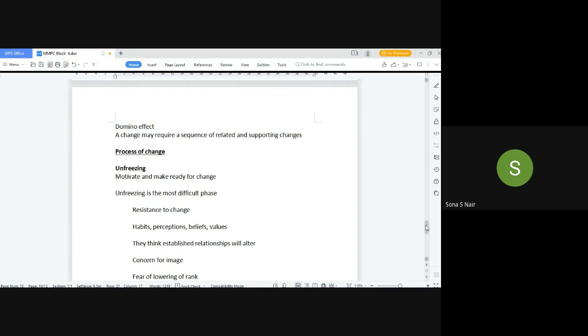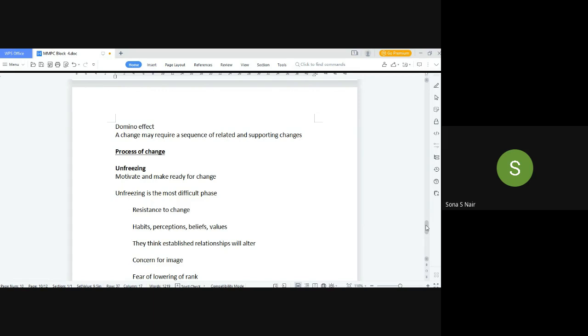Okay? So the word unfreezing means that we need to jolt them, we need to shake them up, and we need to get them ready to change for the betterment of the organization. So, unfreezing means motivating and making people ready for change. Unfreezing is the most difficult phase. Why? Because people don't want to change. There is resistance to change. Let's take an example.